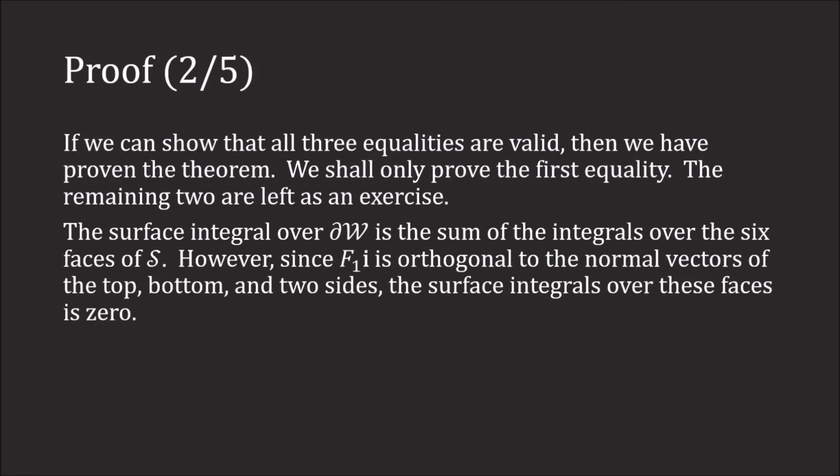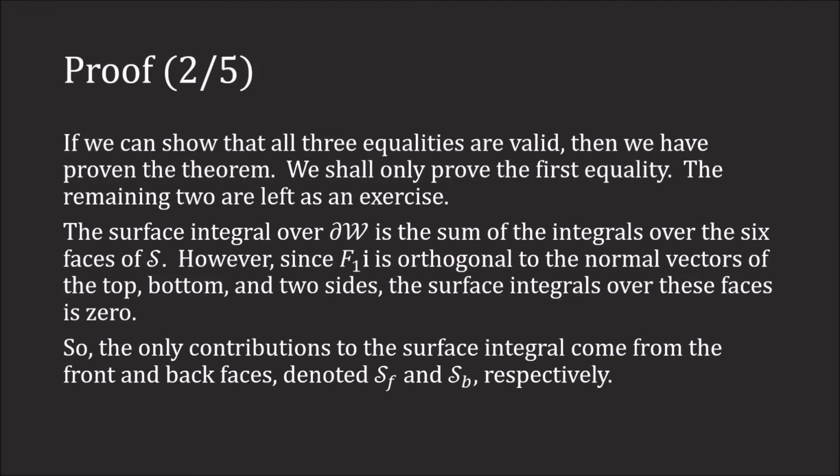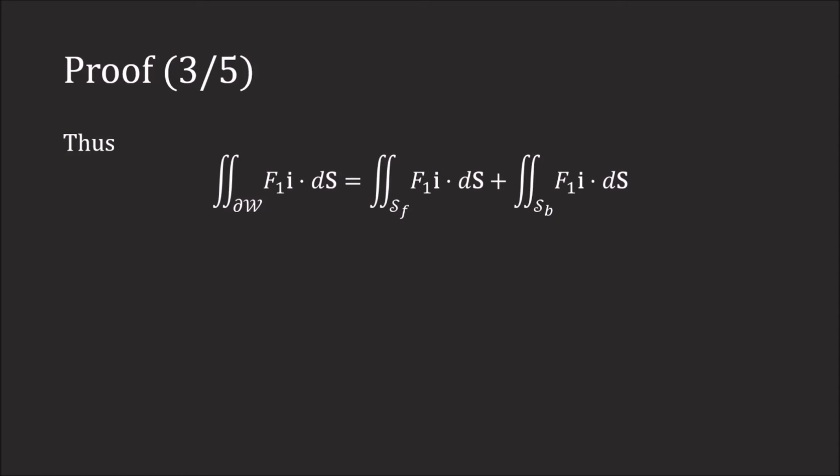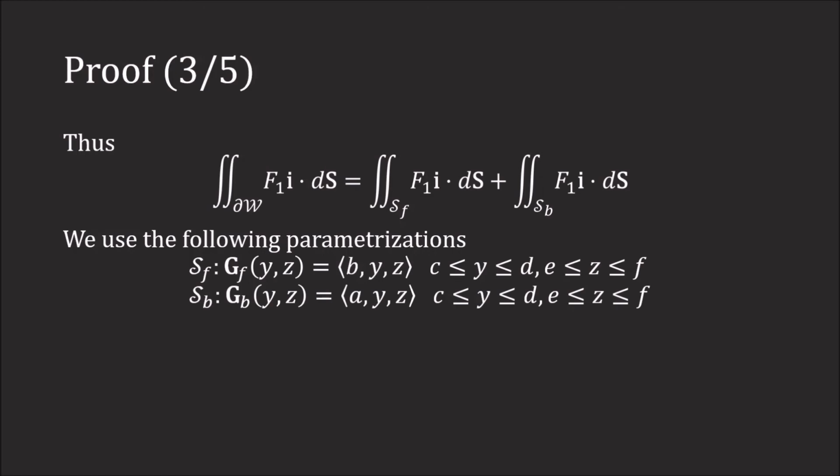Now, the surface integral over the boundary of W is the sum of the integrals over the six faces of S. However, since f1 hat is orthogonal to the normal vectors of the top, bottom, and two sides, the surface integrals over these faces is 0. This means that the only contributions to the surface integral come from the front and back faces, denoted as f sub f and f sub b, respectively. Thus, the surface integral along the boundary of W is the surface integral along the front plus the surface integral along the back. We will use these parameterizations for the front and the back.